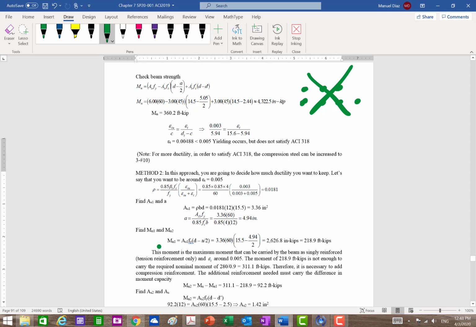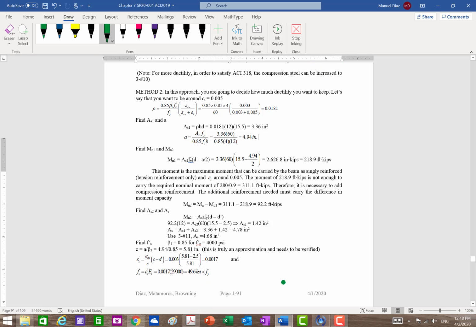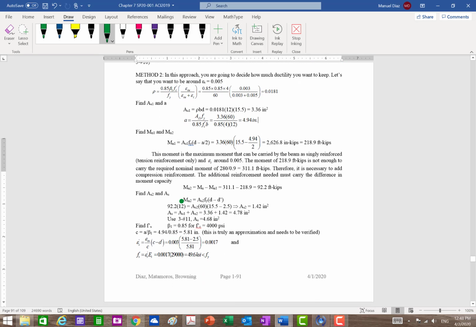Okay? Now notice that this is an M sub n. So my 280 has to be changed to an M sub n. So I divide by 0.9, assuming that I'm going to develop my ductility. And so really I need to be at 311, and this is 219. Okay? So I find the difference. This difference needs to be carried by the compression steel. So now I make it that one equal to my compression steel equation.